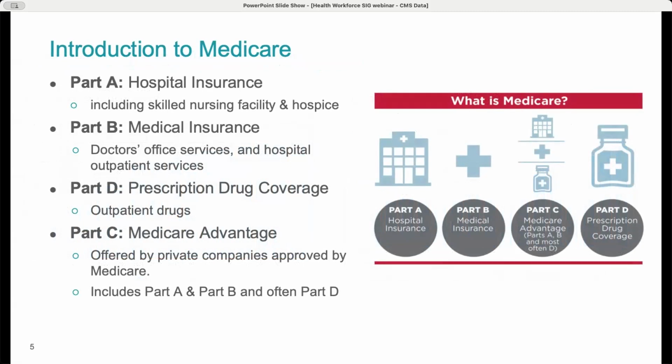Medicare consists of Part A, B, D, and C. Part A includes hospital insurance, which covers skilled nursing facility and hospice. In Part B, the medical insurance part, we have doctor's office services and hospital outpatient services. Part D is the prescription drug coverage that has all the outpatient drugs; no inpatient medications are part of Part D. And then Medicare Part C, which is the Medicare Advantage part that I was just mentioning to you, includes also Part A and B, and very often also Part D.